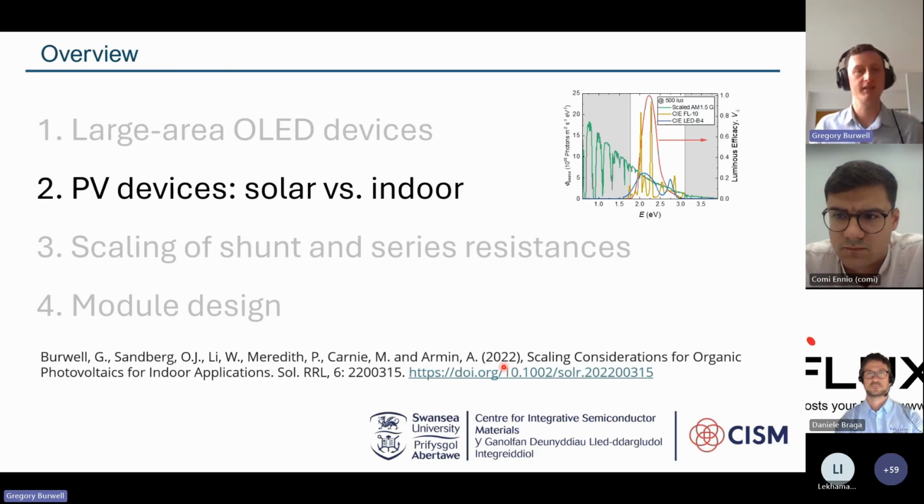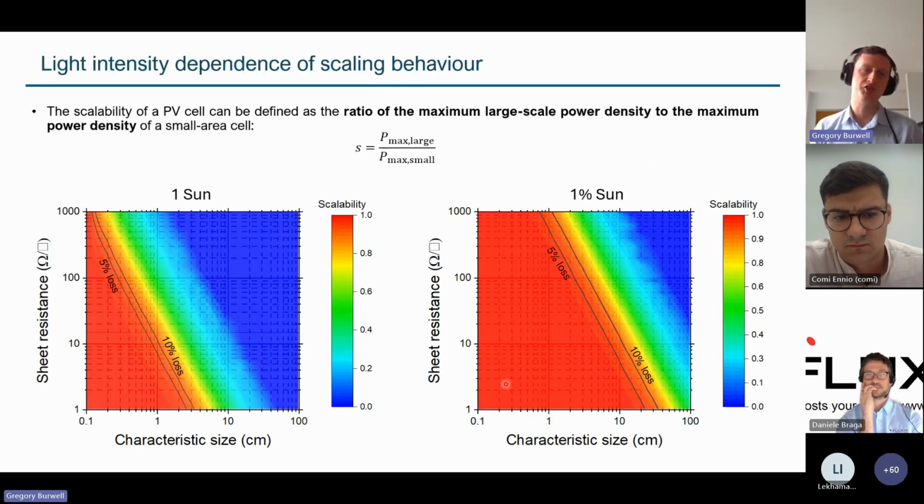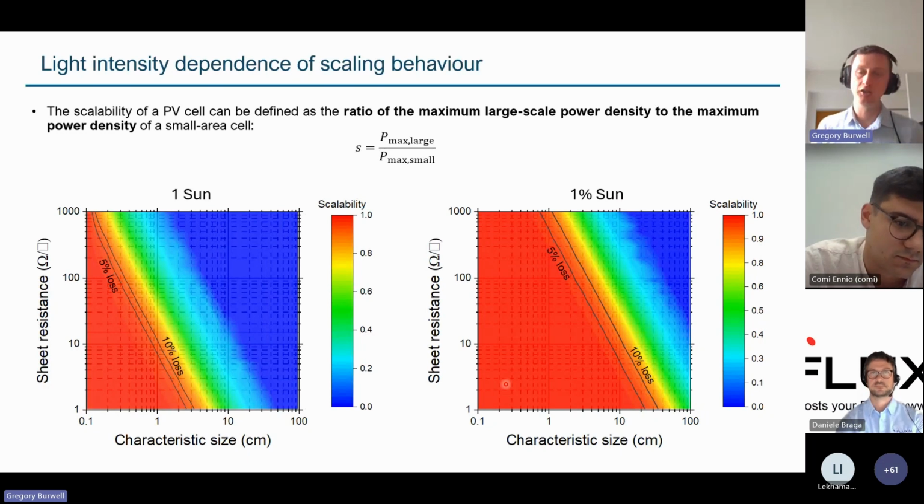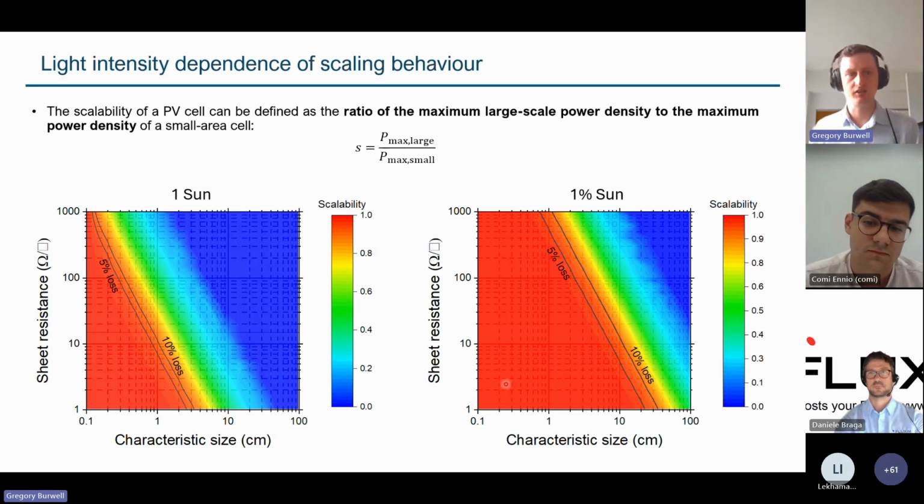So the next thing I'd like to look at is photovoltaic devices, both solar PV and indoor. And a lot of this work comes from this citation here, scaling considerations of photovoltaics for indoor applications from Solar RL. One thing that's interesting to note is the light intensity dependence of the scaling behavior. So we can define this figure of merit, S, which is the ratio of the power densities of a large area and a small area device. And we can approximate what happens under 1 sun conditions and compare that to 1% sun conditions.